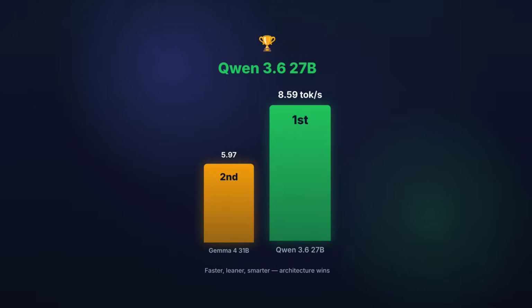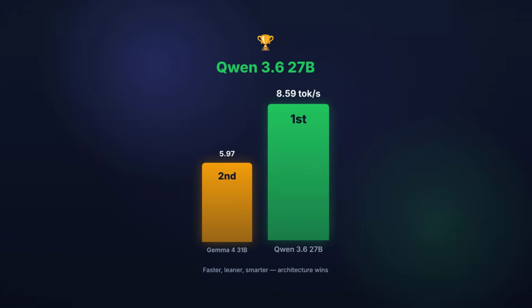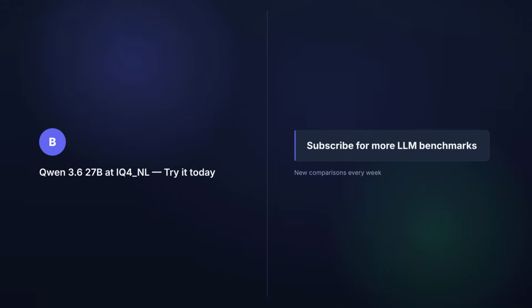If you're setting up a local rig and deciding between these two, the data points one direction. Try Qwen 3.6 at IQ4 NL. See how it handles your workloads. And if you've been running Gemma 4, it might be time for a switch.